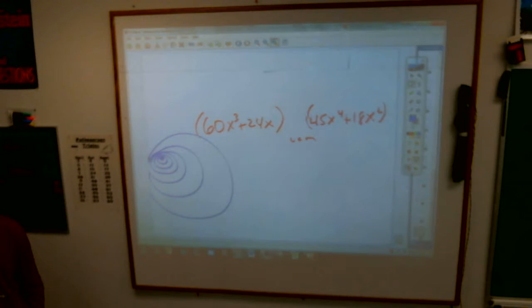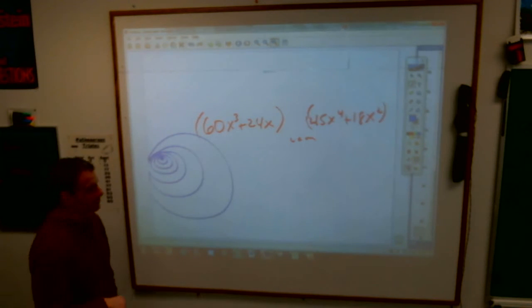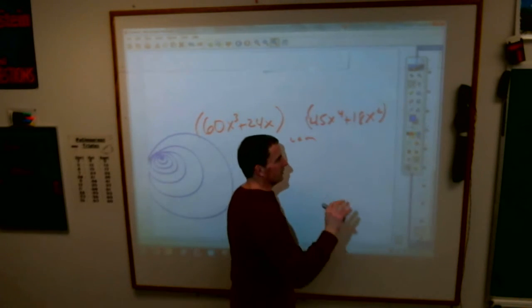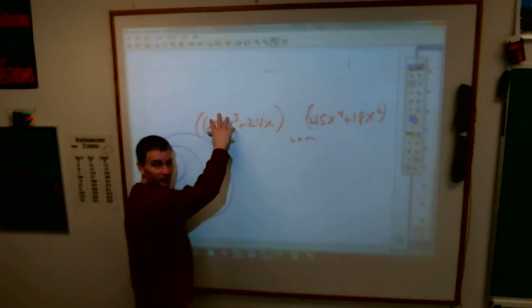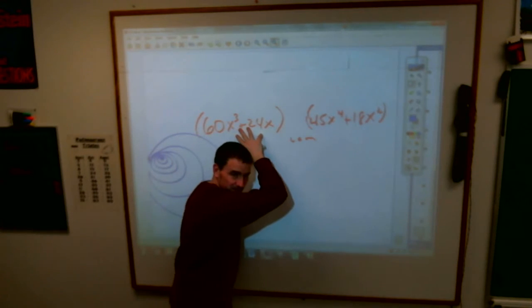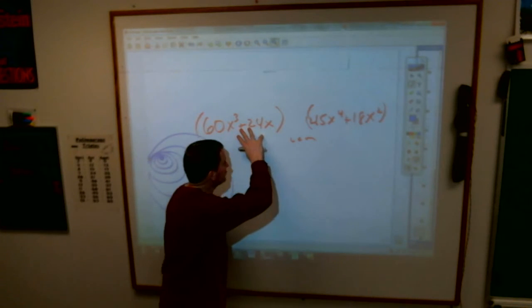Oh, Alex says 120x squared and 90x to the 4th. Generally if there's a parenthesis in your answer, there'll also be an addition, a two-term thing inside that parenthesis. Does somebody else want to throw theirs in there? I'm going to show you.